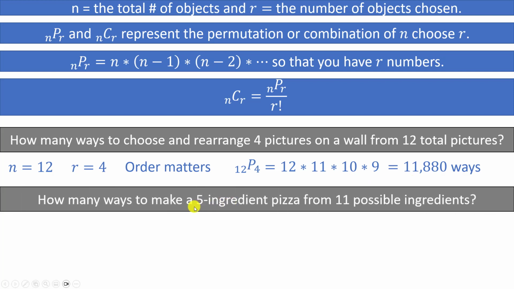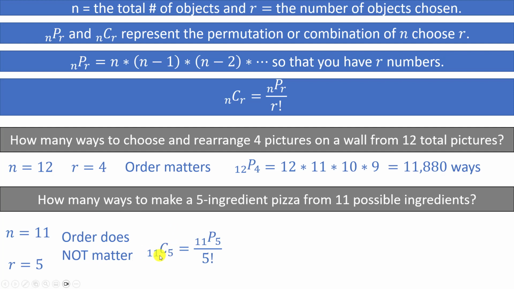How many ways are there to make a 5-ingredient pizza from 11 possible ingredients? Well, the total number of ingredients is 11, so n is 11, and we're going to be choosing 5 of those ingredients for the pizza, right? Now, in this case, the order does not matter. It doesn't matter what order I choose those pizza ingredients, presumably. It doesn't matter if I put the onions on first and then the mushrooms, or vice versa. Most likely, that probably doesn't make a difference in terms of the pizza. They're all just ingredients on the pizza, right? So we would say that the order that you choose those ingredients does not matter. So therefore, we would be using a combination.